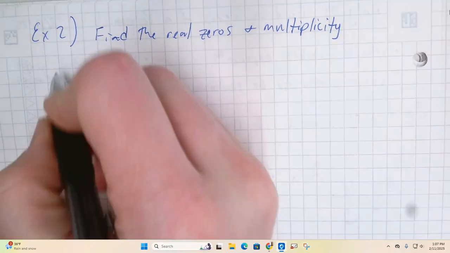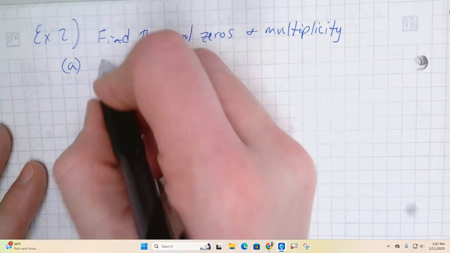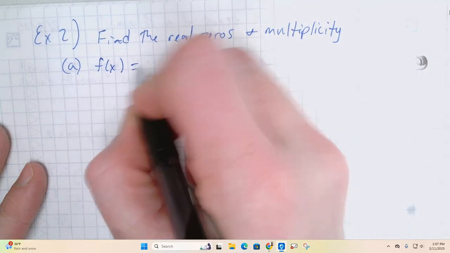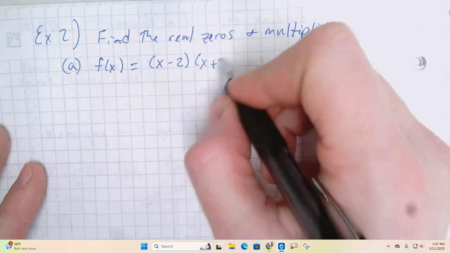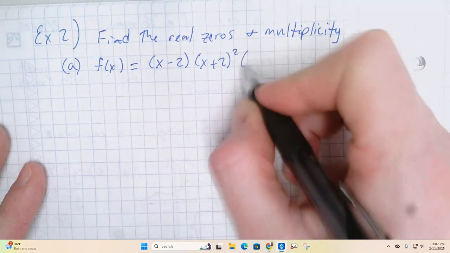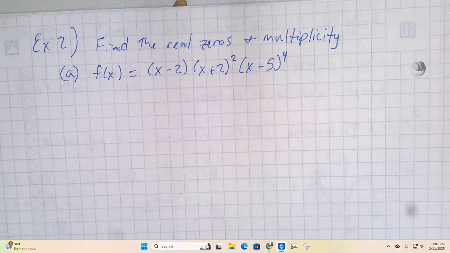The first example, or part A of this, let's say that I did f of x is equal to, let's do a factored form. X minus 2 is a quantity, x plus 2 is a quantity squared, and then x minus 5 raised to the 4th. So the quantity of x minus 5 raised to the 4th.